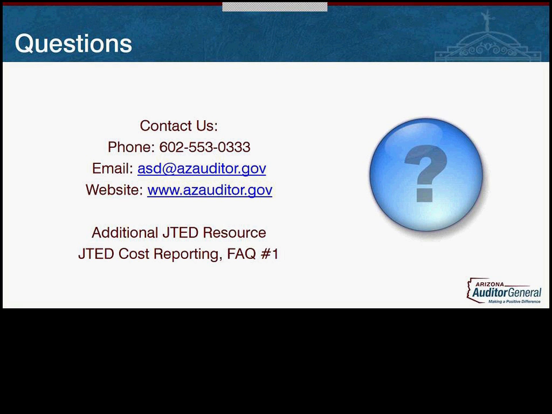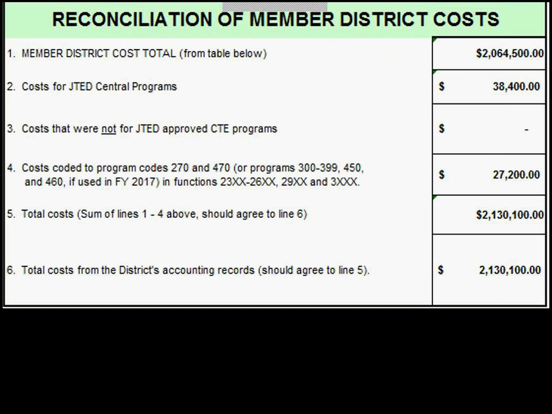Another question that came in was, can you give some examples of expenditures that would be reported in line 3 of the reconciliation? So costs that were not for JTED approved CTE programs. We had the question earlier about costs for 7th and 8th grade CTE type classes. Those would be included here. We also would include that other question about the ROTC that was not JTED approved. That would be included here on line 3.